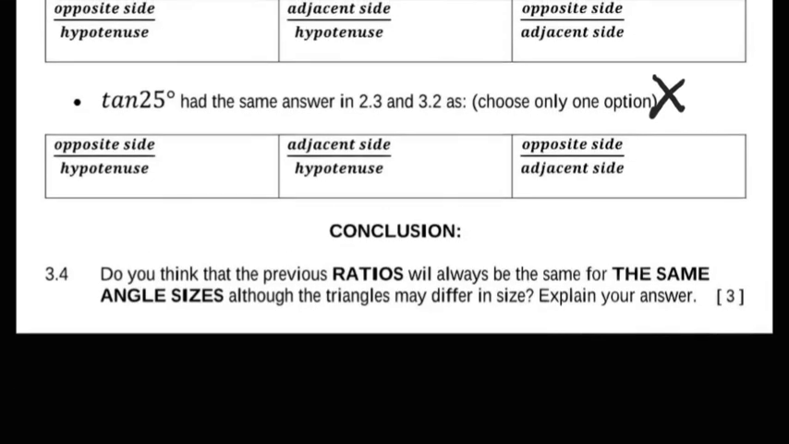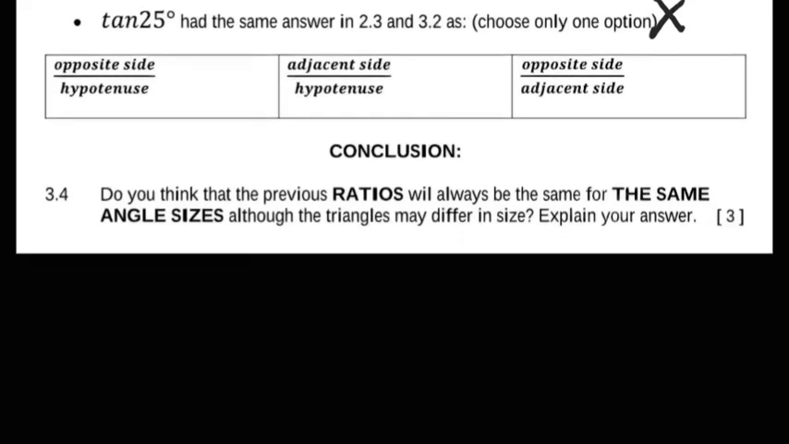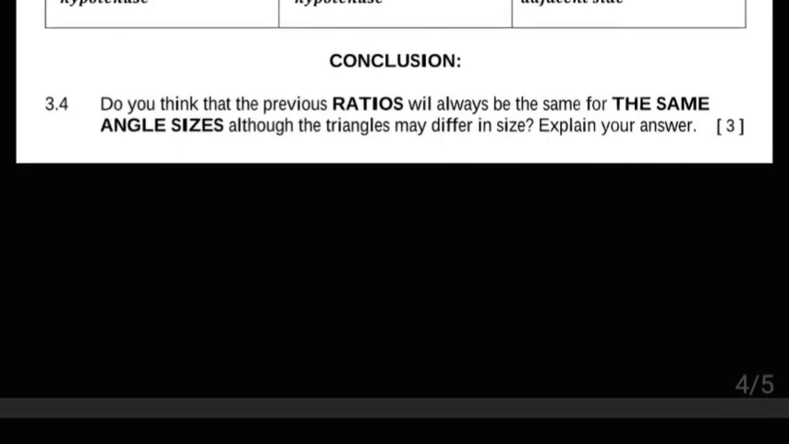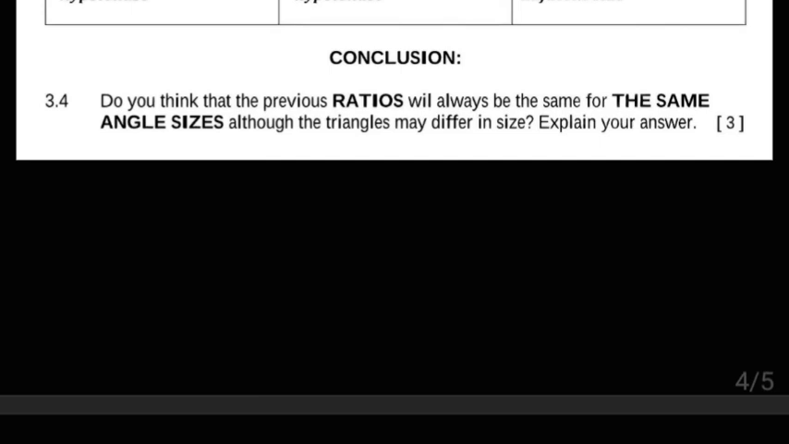When you have the case where the angles are the same in all of your triangles, meaning that they're similar, will the ratios always be the same? So the answer should be yes. And provided that it's a right angle triangle, it would work that way. And provided that the triangles are equiangular, yes, it would work that way. So as our answer, we can say yes.